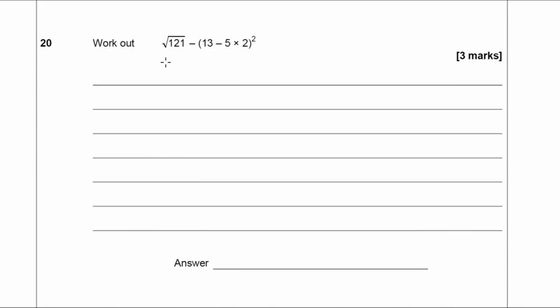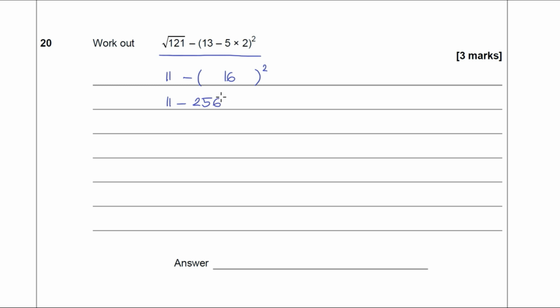Question 20. Work out this algebra computation. The square root of 121 is 11, and then take away something in the brackets and then square it. So I want to do the work in the bracket first, and then I'll square it later, so the bracket will stay there. Now 13 minus 5 is 8, and then 8 times 2 is 16. This is all in the bracket, it becomes 16. Now 11 minus 16 squared, it is 256.